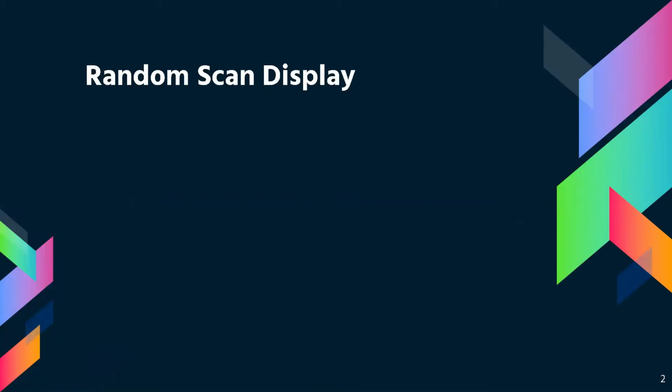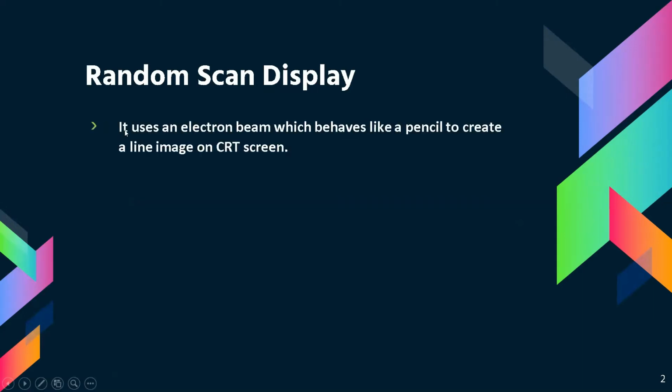So what do you mean by this random scan display now? In random scan display, it is also using an electron beam which behaves like a pencil to create a line image on the CRT screen. So what is happening here? If I consider the same way, the electron gun will be there. This electron gun will emit the electron beam. Here this electron beam is acting as a pencil, which means it is going to draw a line image. So say this is a screen. This electron beam will hit the screen and it will draw the line image.